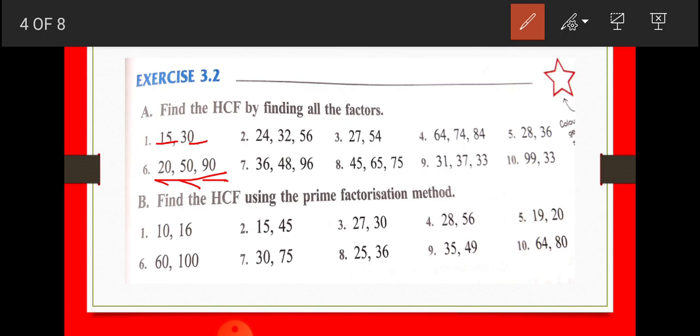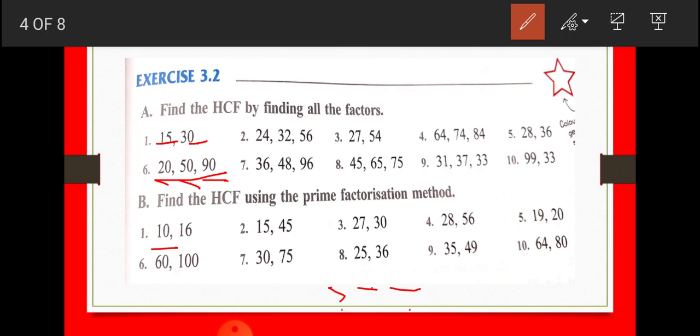Option B, find the highest common factor using the prime factorization method. You can use any method. That means 10 and 15. First, if you want to take 10, how can you write it? 5 2s are 10. 5 is a prime number, 2 is a prime number.